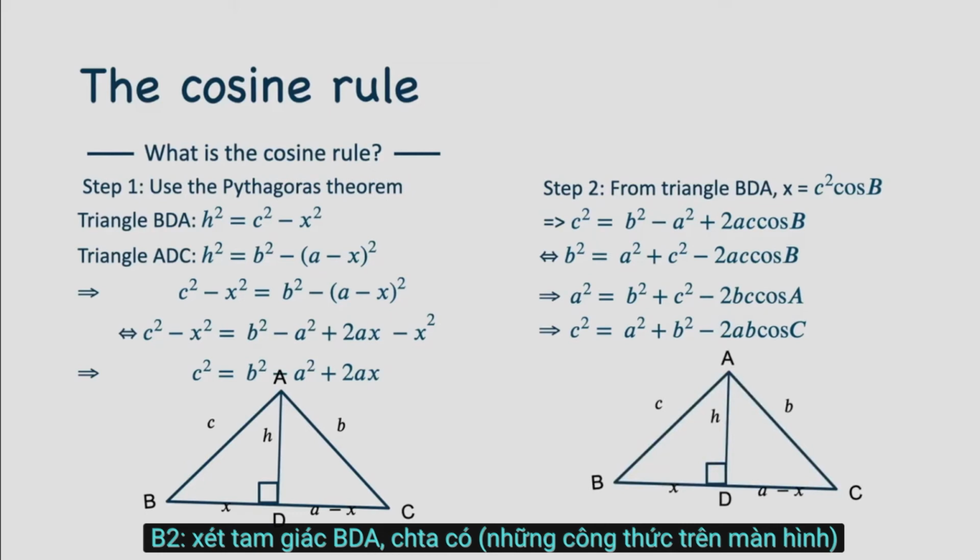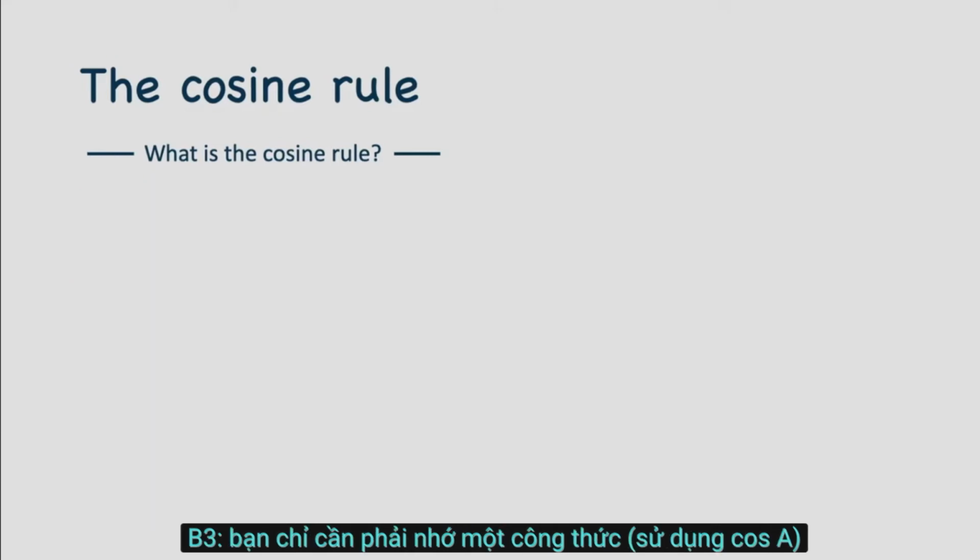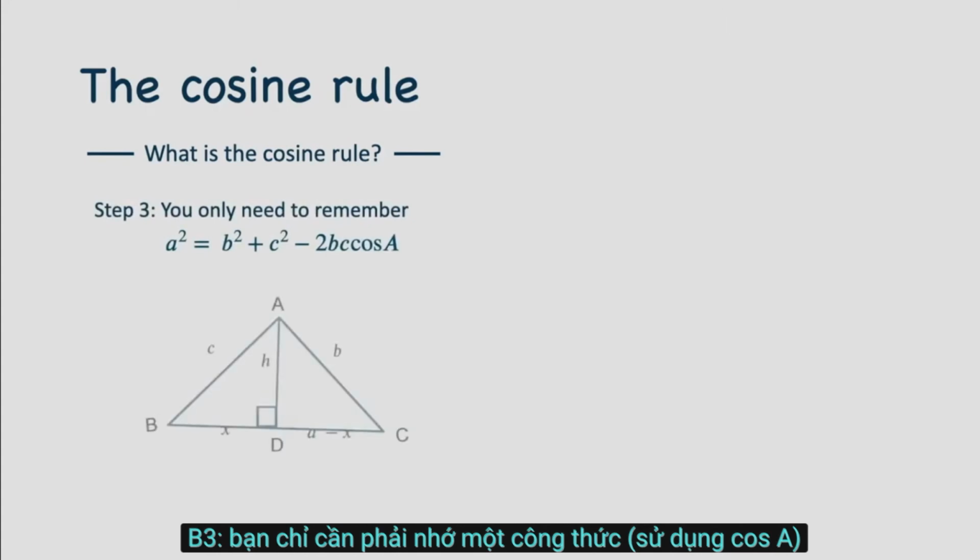From there, we get b squared equals a squared plus c squared minus 2ac cos B. And we have a squared equals b squared plus c squared minus 2bc cos A. And also c squared equals a squared plus b squared minus 2ab cos C. And lastly, we have step 3. You only need to remember a squared equals b squared plus c squared minus 2bc cos A.